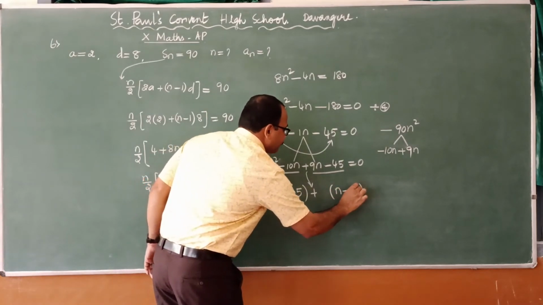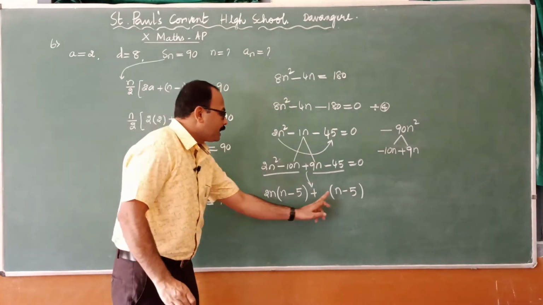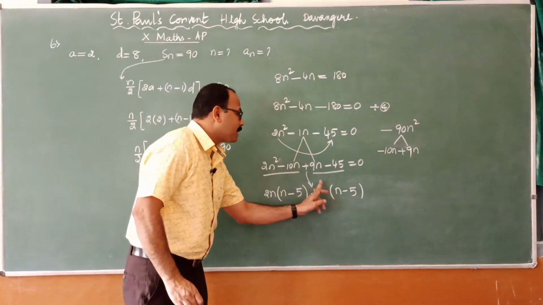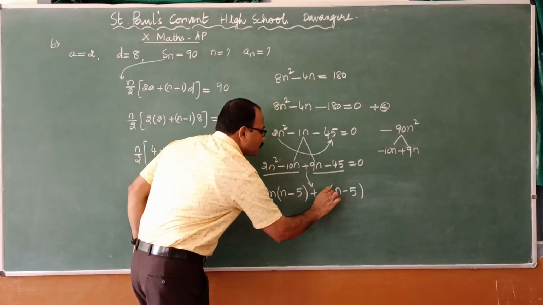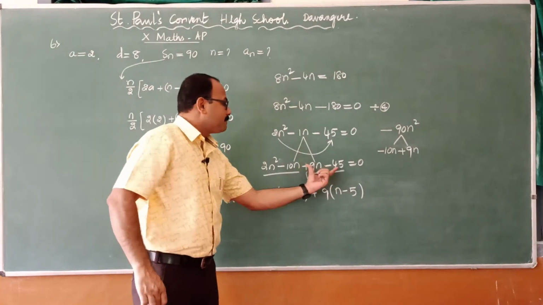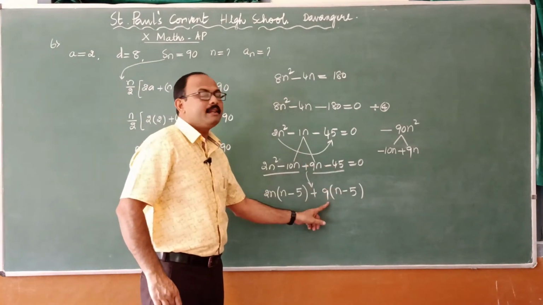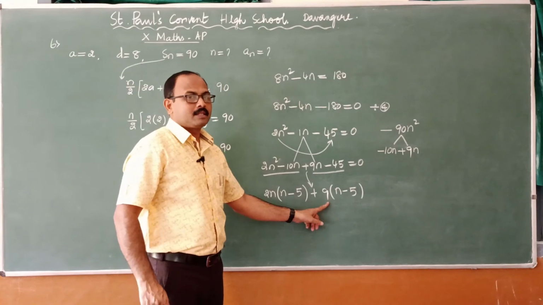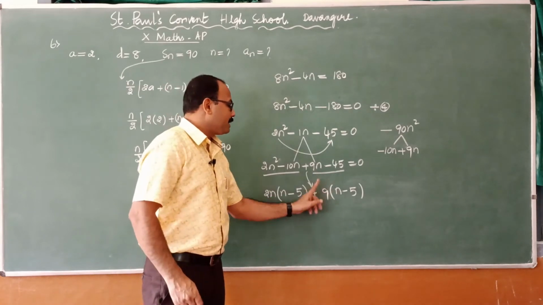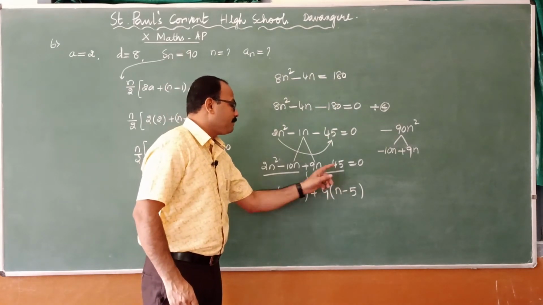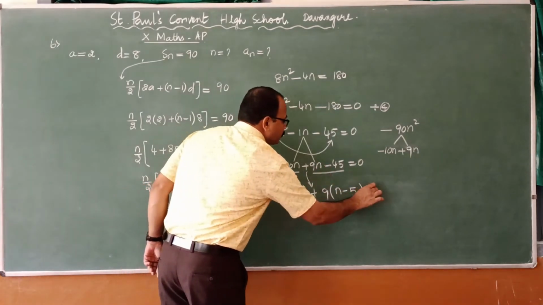n minus 5. Now, n into what becomes 9? n into 9, which means from these two binomials, 9 is common. So that's all. 9 into n, 9n, plus into minus, minus 9 times 5, 45, is equal to 0.